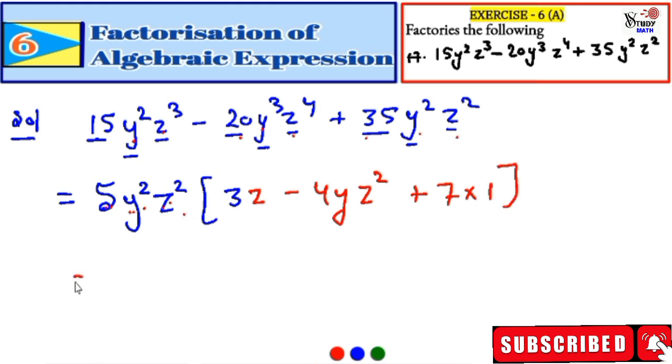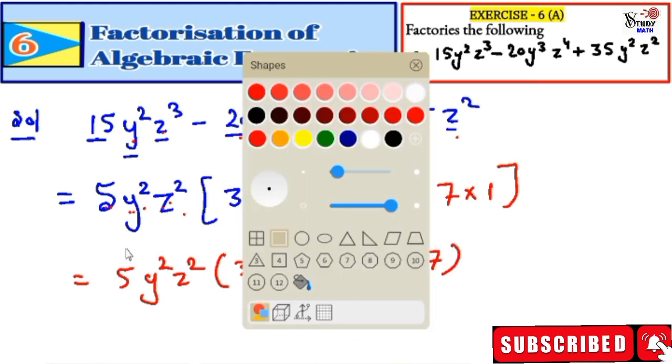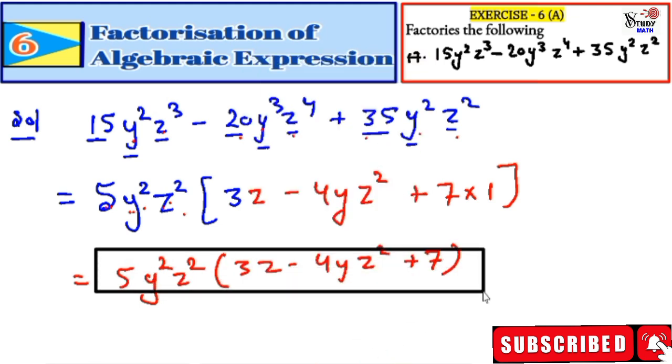So now the final answer is 5y square z square (3z negative 4y z square plus 7). And this is the final answer of this problem, my dear students.